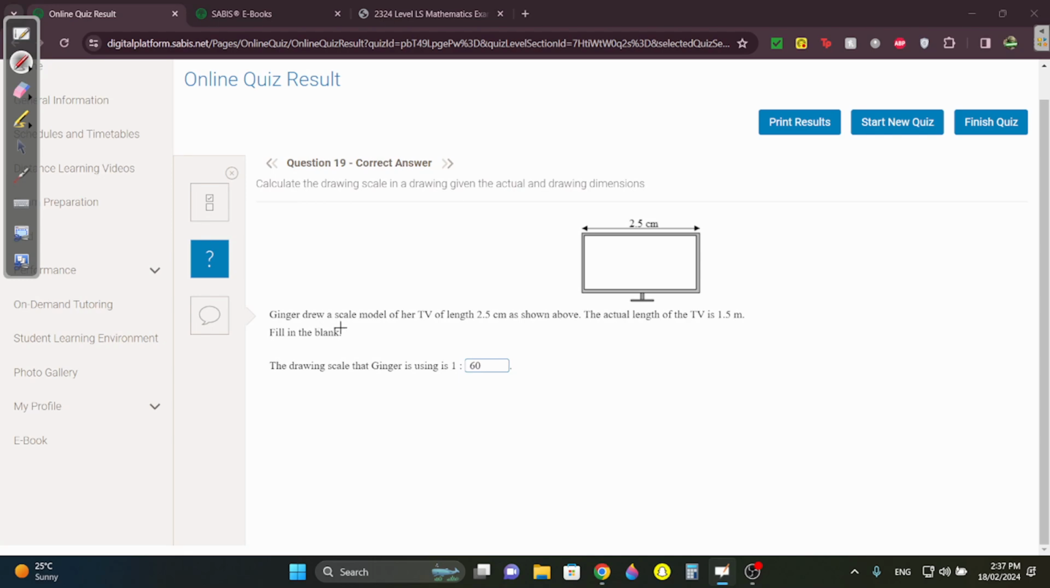Ginger drew a scale model of her TV of length 2.5 centimeters as shown here, and the actual length is 1.5 meters. What's the scale she used? Okay, you have to put it in the same units. So it's 2.5 centimeters over 150 centimeters because you multiply by 100, okay? 2.5 over 150 is actually 1 over 60. So the ratio would be 1 to 60, okay?